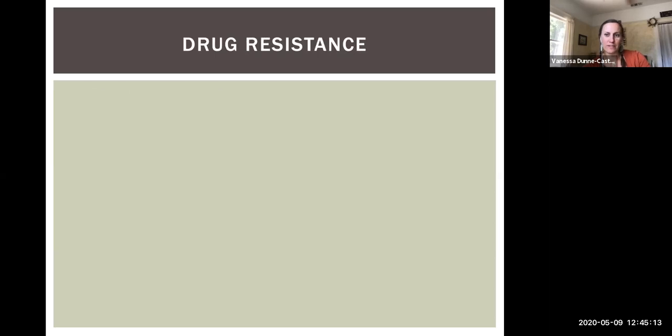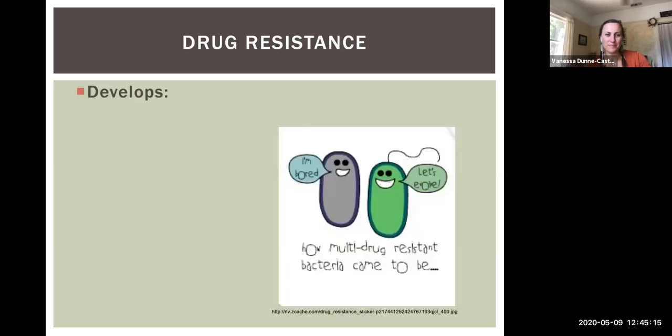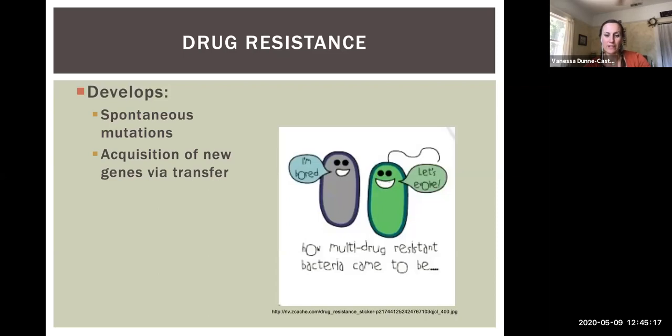So let's start with drug resistance. There are two different ways that drug resistance can develop. This is either through just random spontaneous mutations that occur.